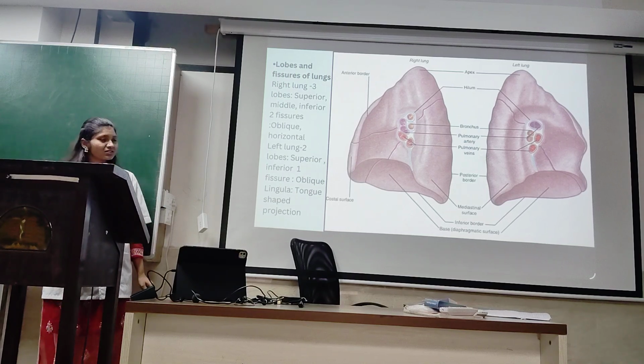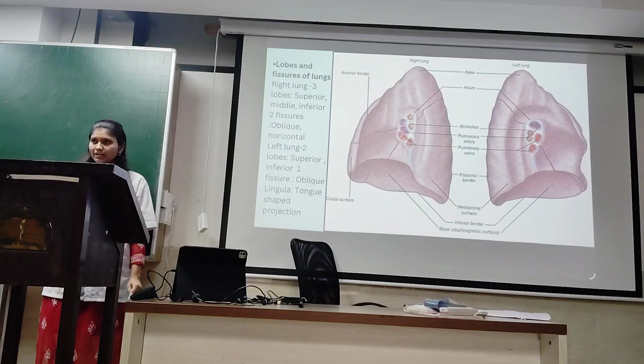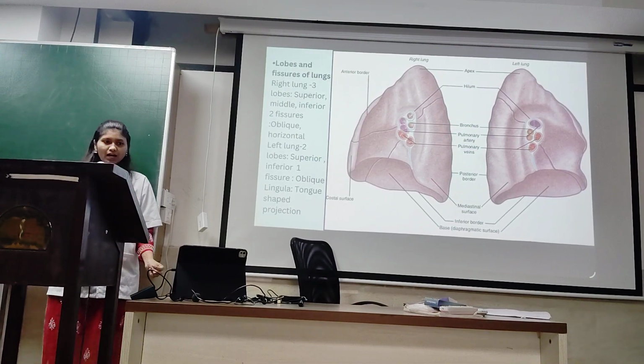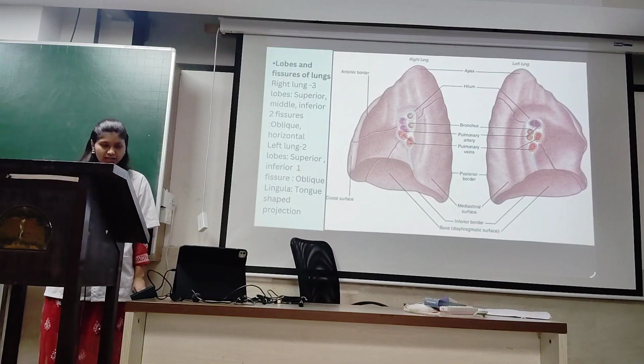The azygos vein, the right phrenic on the right side, and the arch of aorta, and the left phrenic and left vagus on the left side.